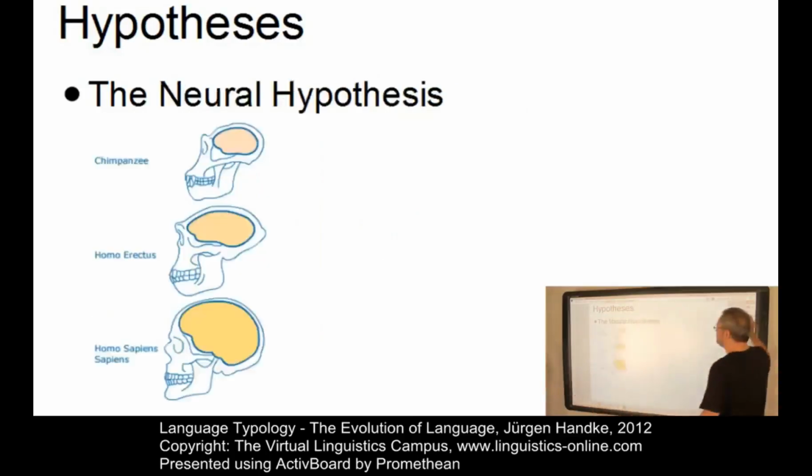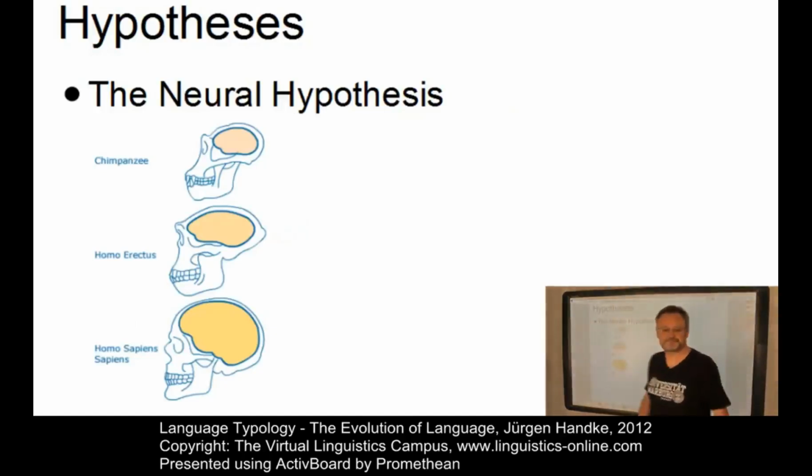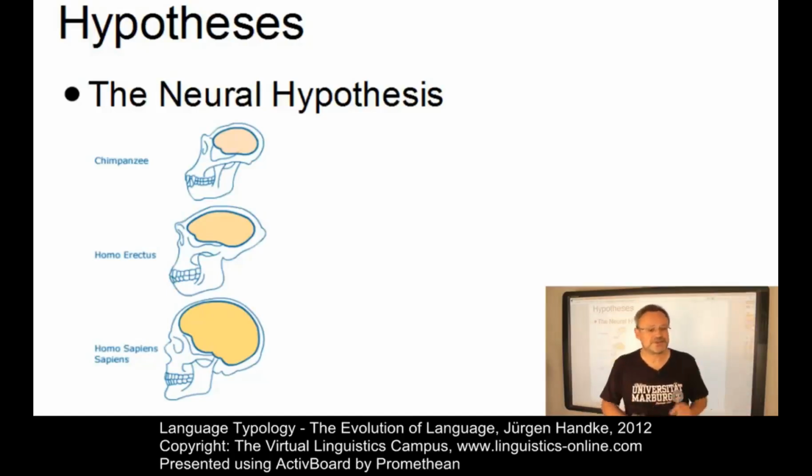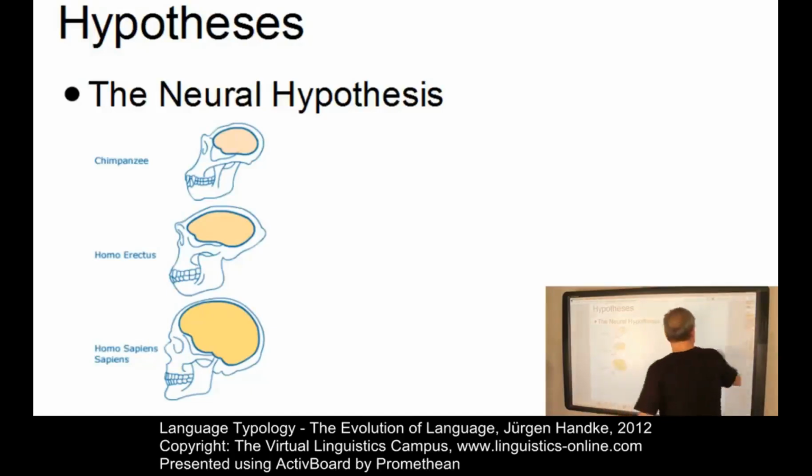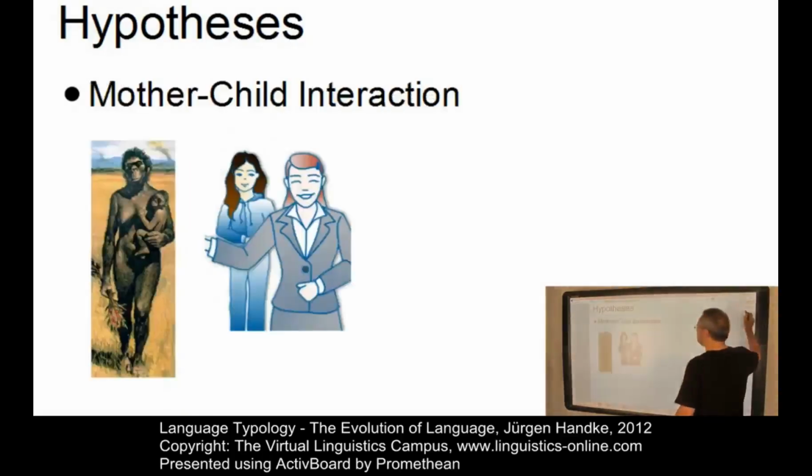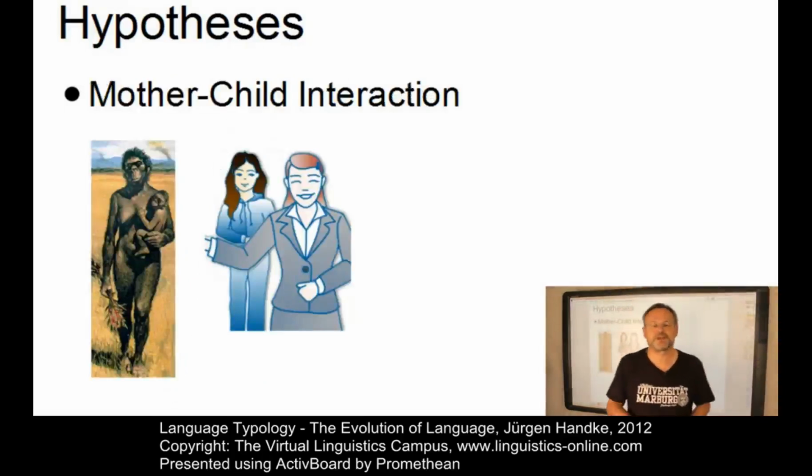The neural hypothesis holds that language resulted from a gradual increase in general intelligence, documented by an increase in brain volume, as we saw earlier on, and thus an increase in the precision of the wiring of the neural network. An interesting hypothesis of how modern language could have emerged is referred to as the mother-child interaction hypothesis.